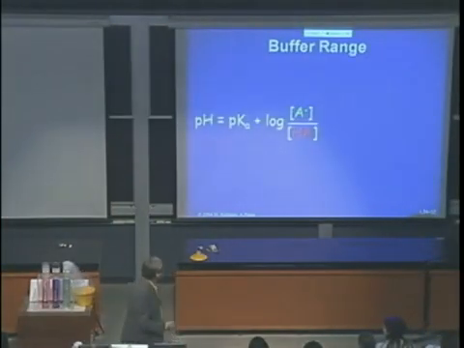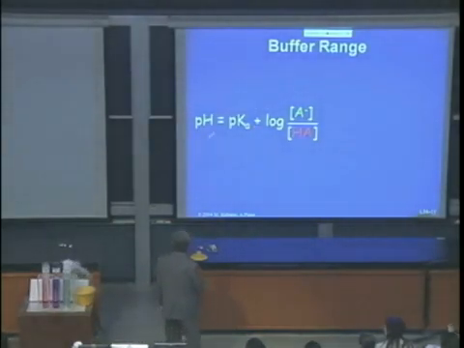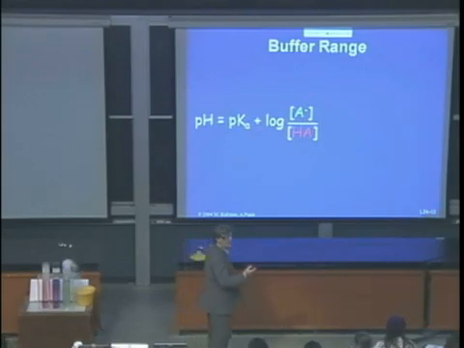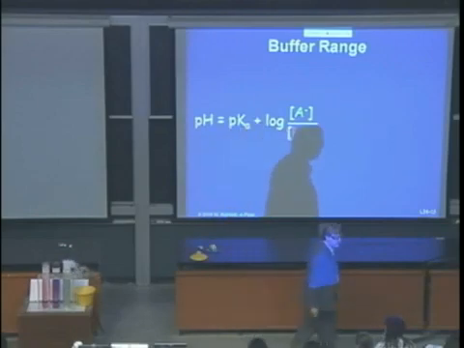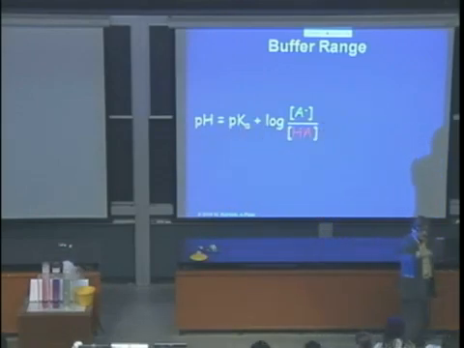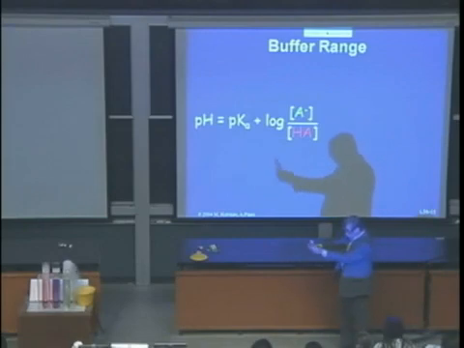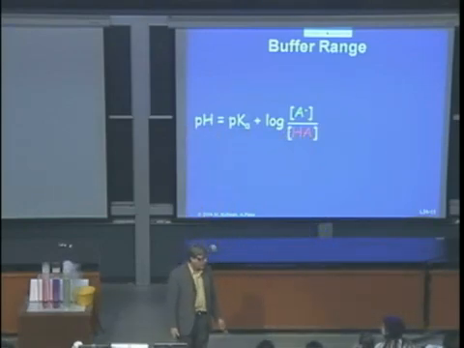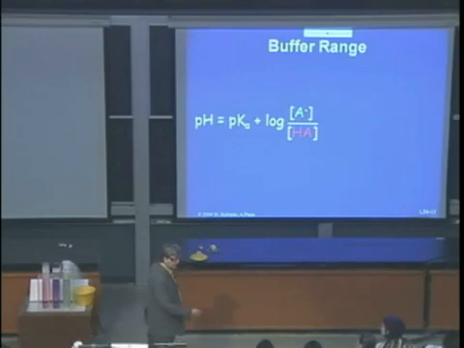So the buffer range is pH equals pKa, or pKb, plus log of A minus divided by HA, if you use an acidic buffer. Remember, you had buffers when you were calibrating your pH electrode. You had a buffer of pH 7 and a buffer of pH 4. And you said, I know this is pH 7, this is pH 4, and so I adjust my instrument, and now I can measure anything between 7 and 10, or 7 and 4, precisely.